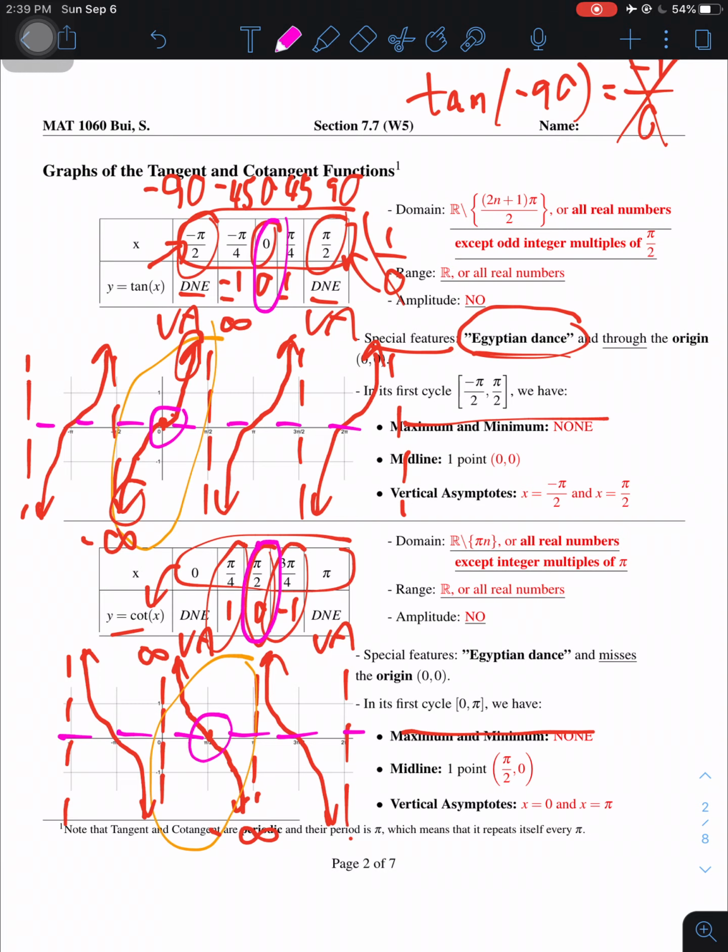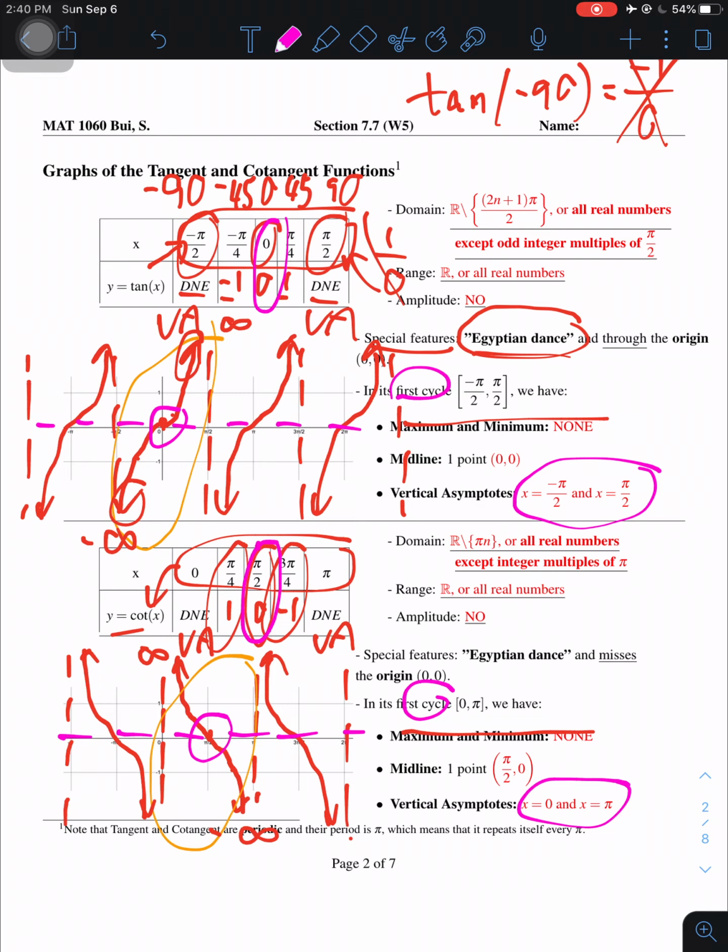Okay, and then lastly, I told you guys before that we're going to have something called D, and E doesn't exist for the y value, because tangent and cotangent have a denominator, right? And whenever we have 0 in the denominator, that means we're going to have vertical asymptotes. Okay, so for each cycle in here, we're going to have 2 vertical asymptotes. For tangent, it's going to be negative pi over 2 and pi over 2, but for cotangent, it's going to be 0 and pi.